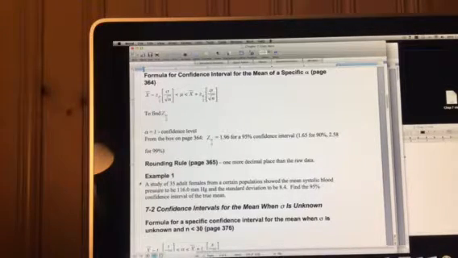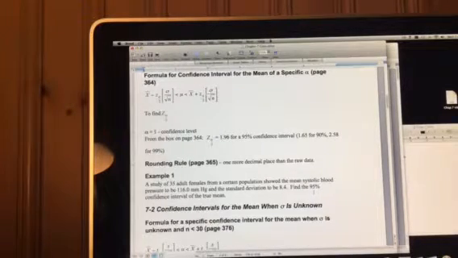Okay, a study of 35 adult females from a certain population showed the mean systolic blood pressure to be 116.0 millimeters mercury and the standard deviation to be 8.4. Find the 95% confidence interval for the true mean. So we want to find a range, make an interval estimate that we're 95% sure will contain the true mean.